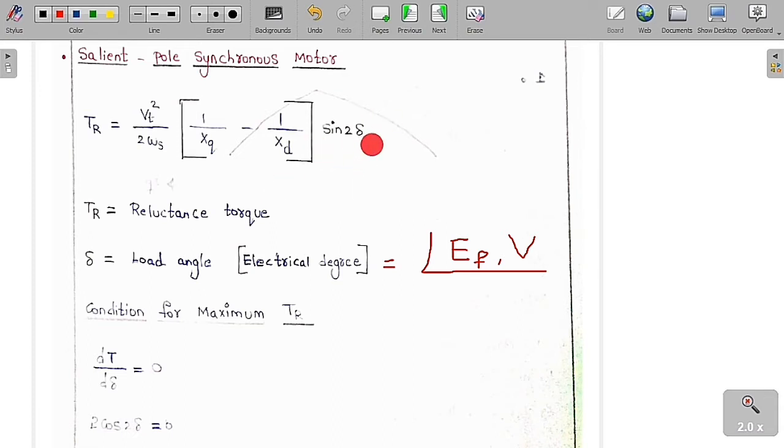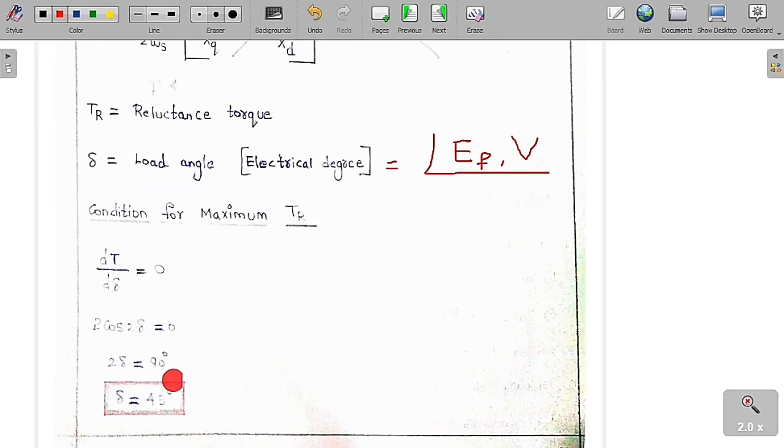Then do the differentiation with respect to this one. Differentiating sine 2 delta gives 2 into cos 2 delta, which is equal to 0. If you solve this, we get 2 delta is equal to 90 degrees, so delta is equal to 45 degrees. So at this load angle, with respect to Ef and V, we are going to get the maximum reluctance torque in the salient pole synchronous motor.